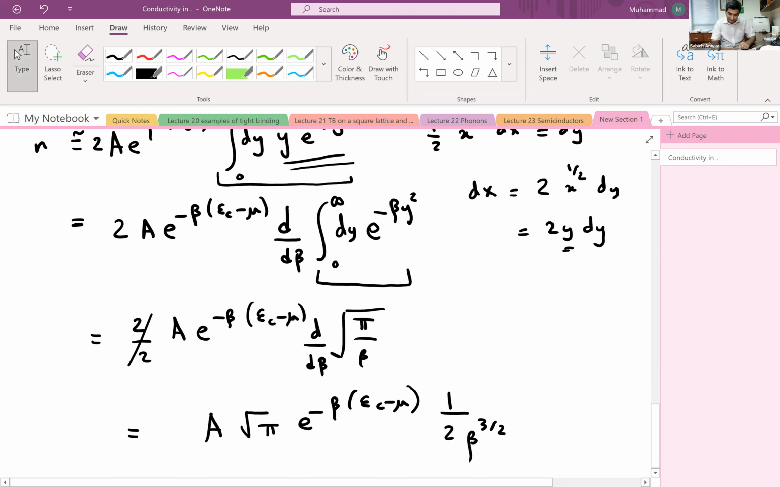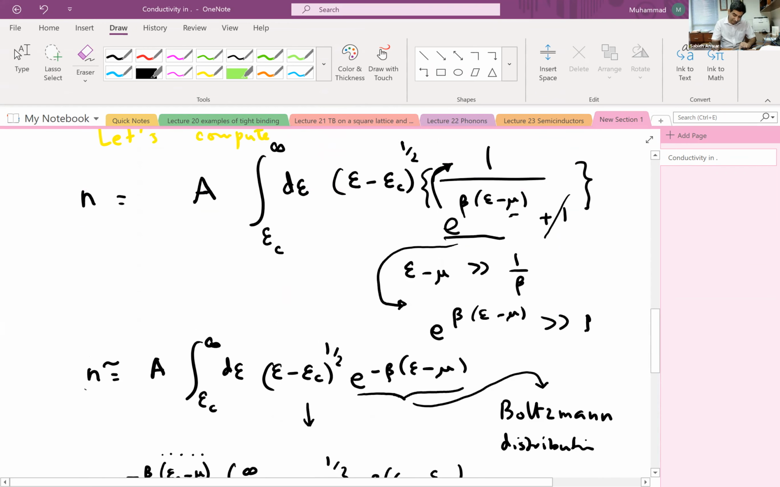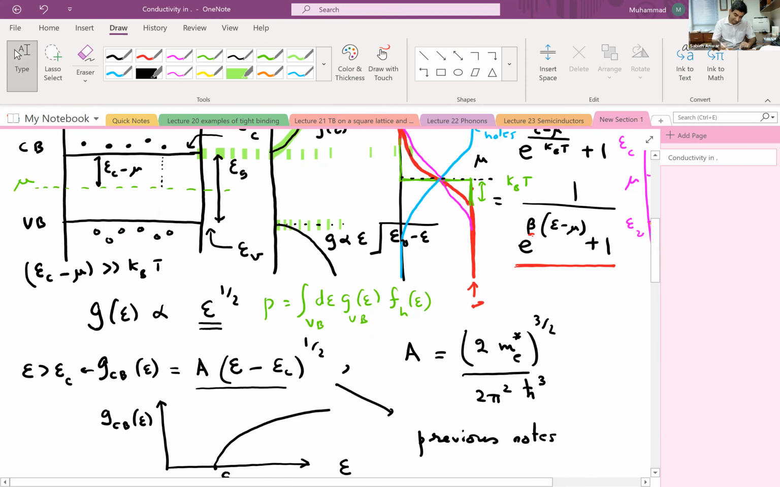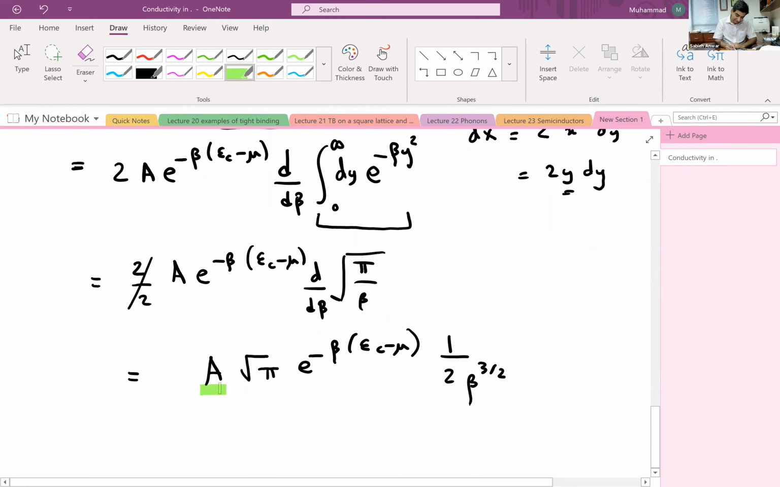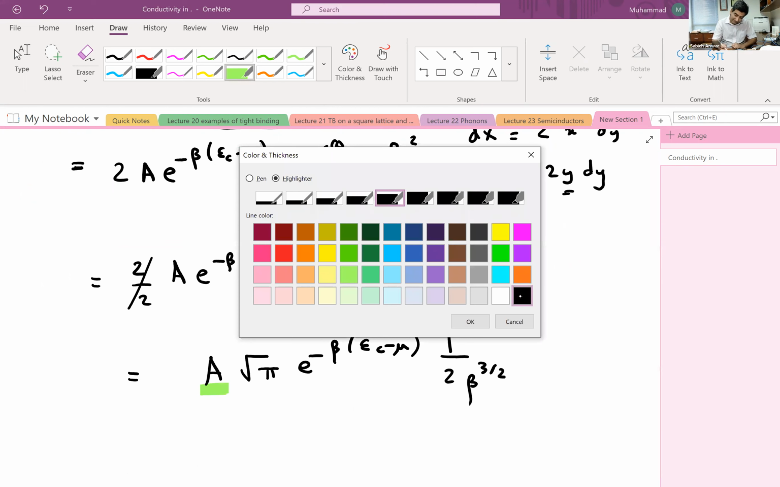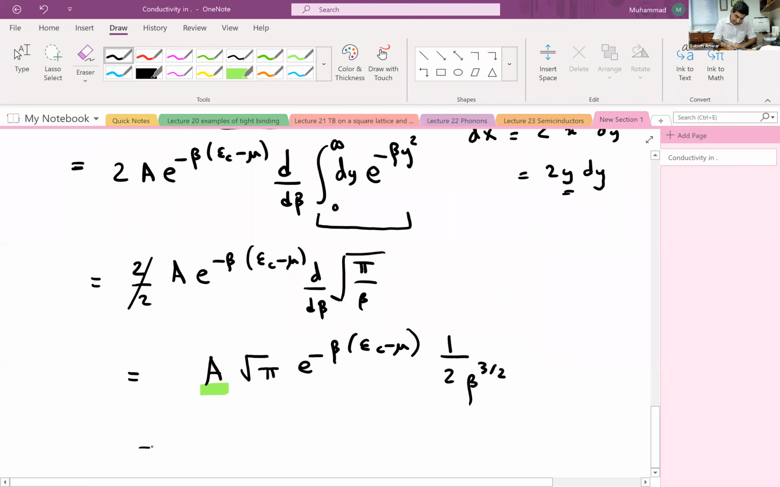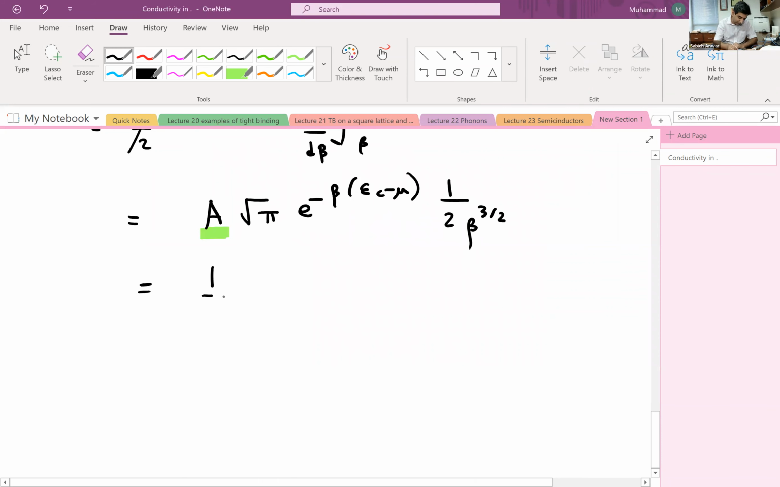All right, so now if I look at the expression of A, this is my A over here. I bring this down, put it back in here. I've done this at home several times. The answer that I would get is simply going to be equal to 1 over 4, 2 pi m e star kB T over h squared.